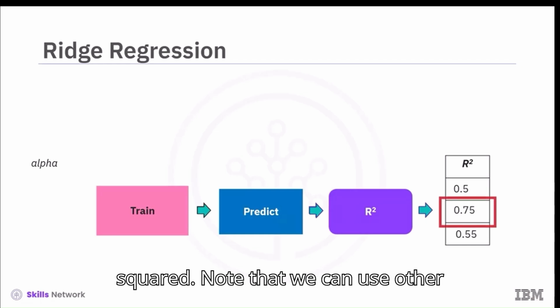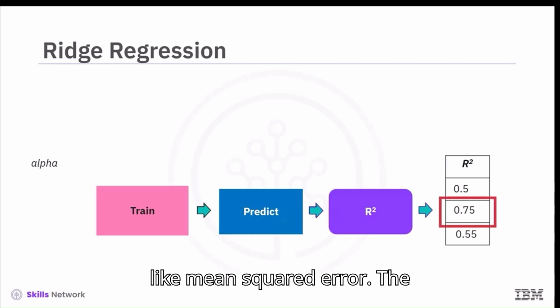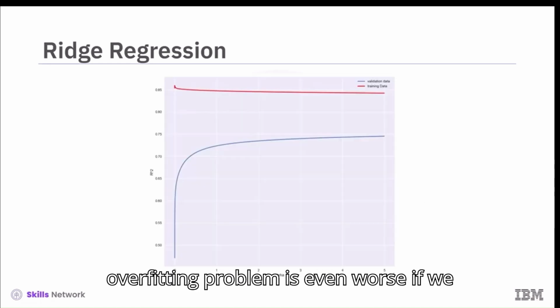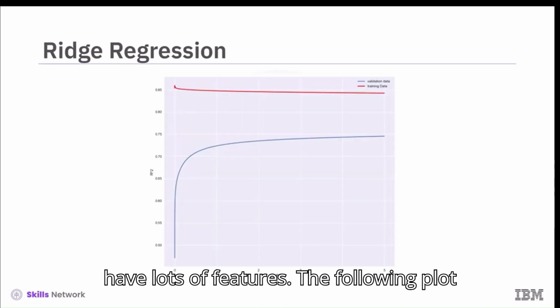Note that we can use other metrics to select the value of alpha, like mean squared error. The overfitting problem is even worse if we have lots of features.